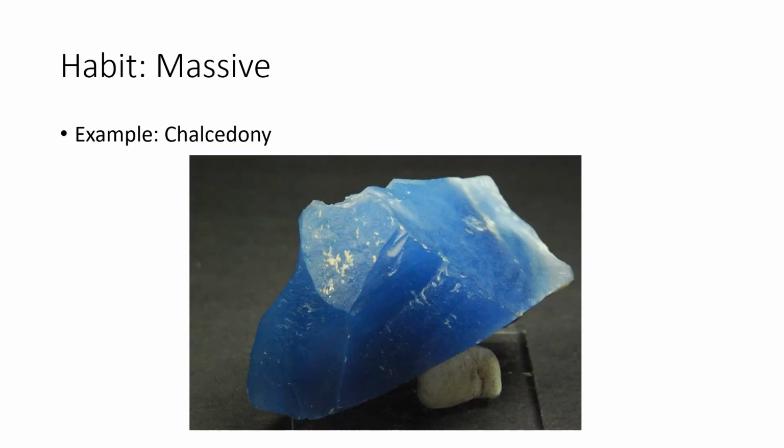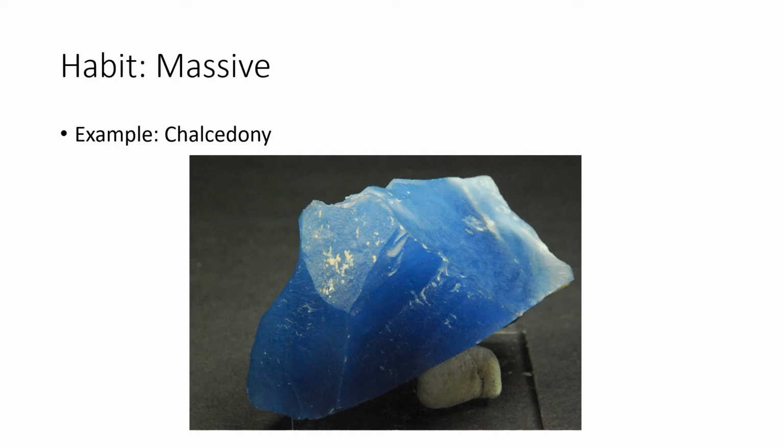And then our last habit is massive. The massive habit is when there is no clear habit, like with that chunk of sulfur that we saw in the beginning. Okay, this is blue chalcedony. This could mean it came from a much larger crystal, which would show the main habit, or it just didn't have the correct conditions to form its ideal habit.